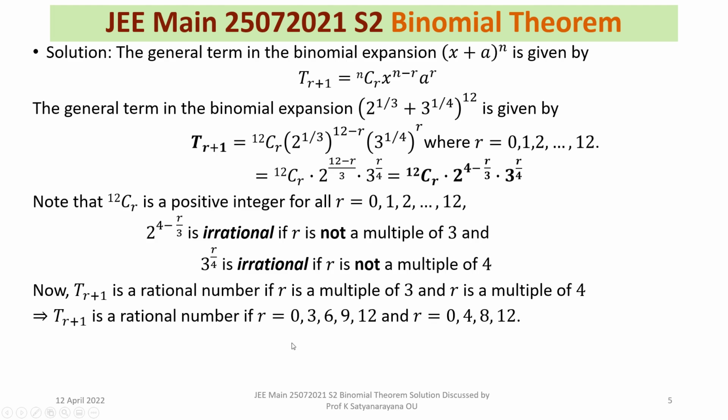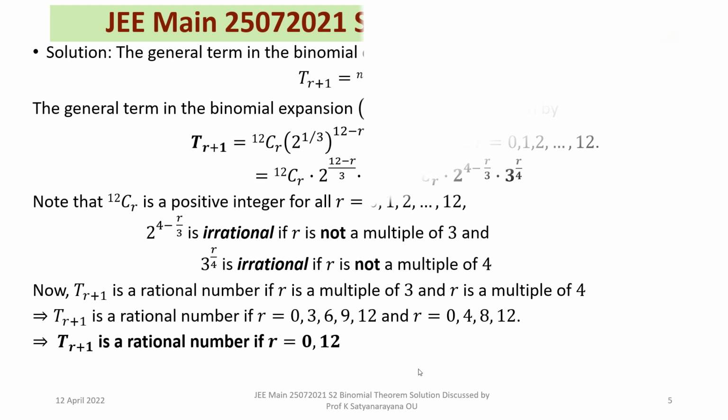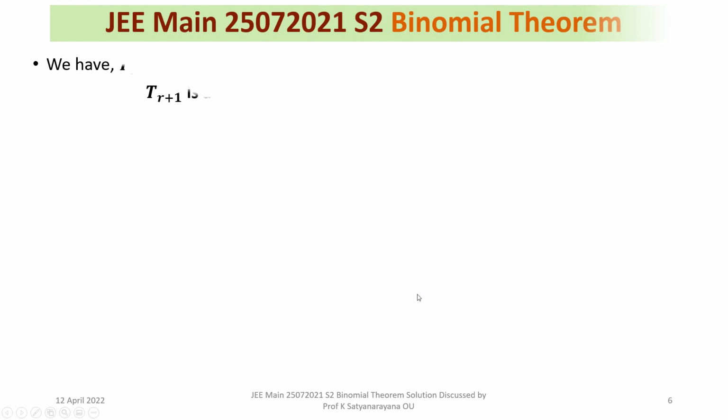So r must be a multiple of both 3 and 4. So T_(r+1) is rational if r is a multiple of 3 as well as a multiple of 4, and that will be r equal to 0, 12. These are the only two numbers which are multiples of both 3 and 4 in the range 0, 1, 2, 3 up to 12. We continue in the next slide.